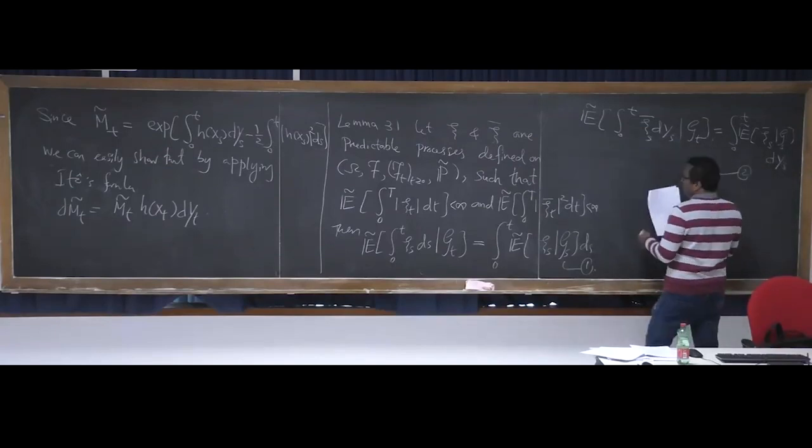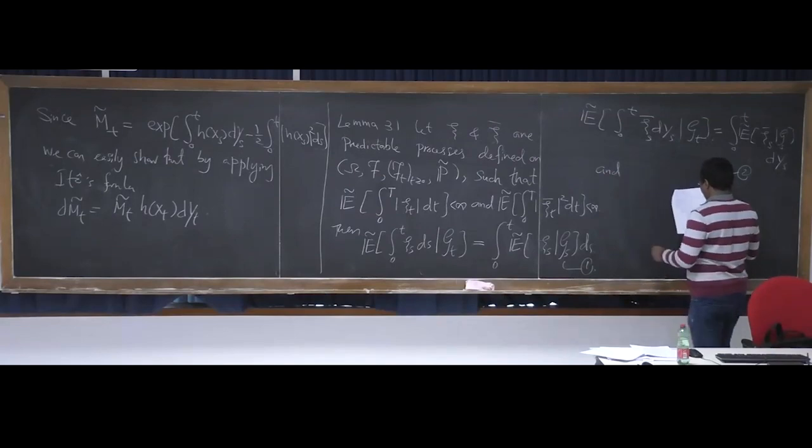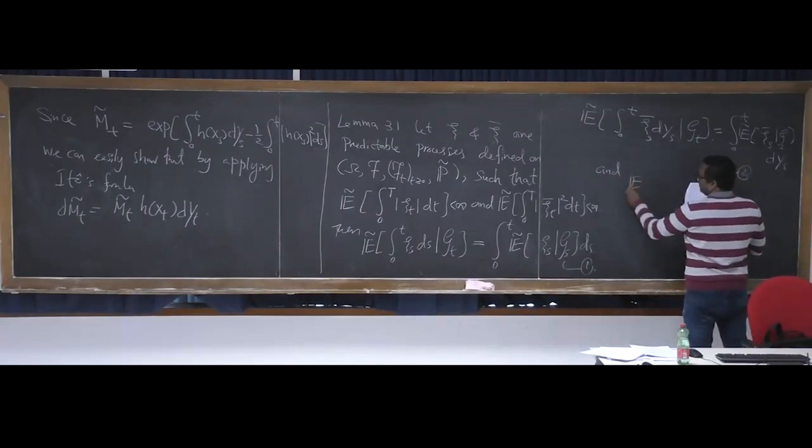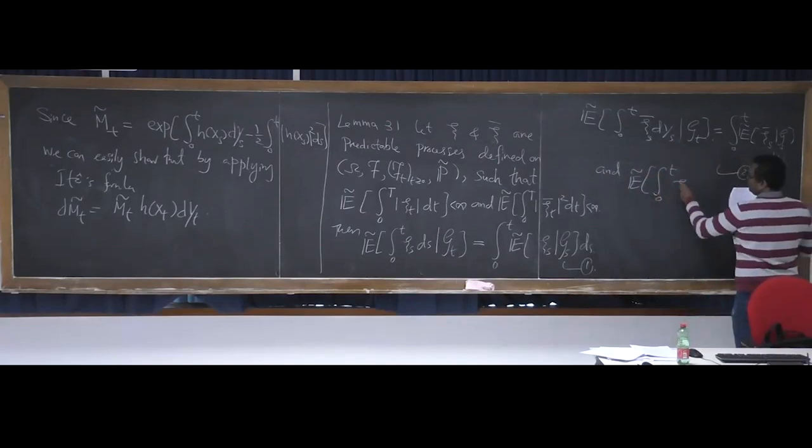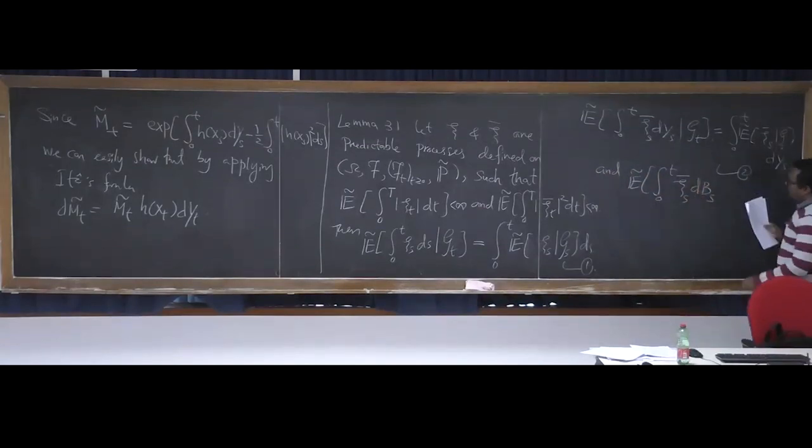Last but not least, the conditional expectation of the integral from 0 to t of psi bar_s dB_s, the stochastic integral with respect to the Wiener noise B, given G_t, is zero. This conditional expectation is zero. So this is the third result.